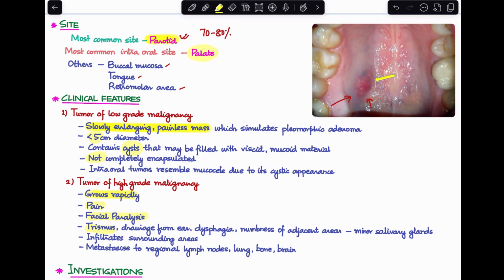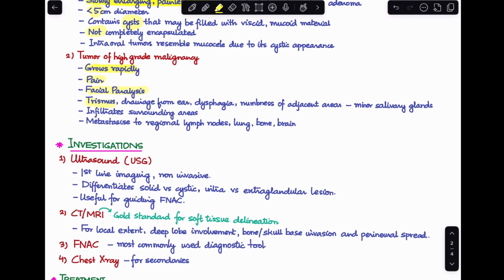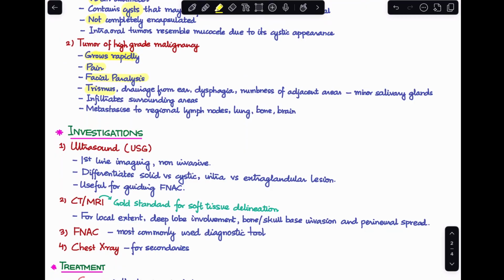Now that we have seen all the clinical features, how will we investigate this case? So first of all, as usual, we'll be performing an ultrasound, which is our first line imaging over here. Next, we'll be performing a contrast enhanced CT scan or MRI. MRI is preferred over here. It is a gold standard for soft tissue delineation.